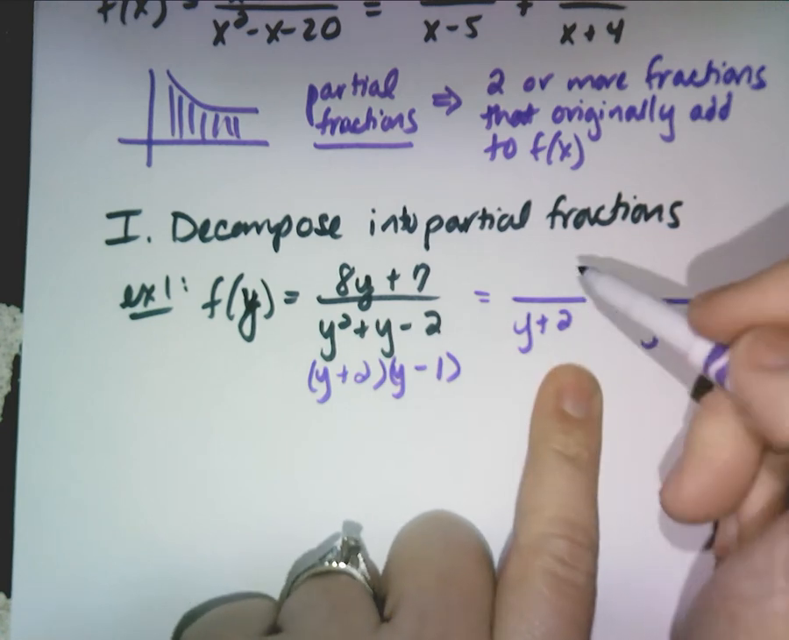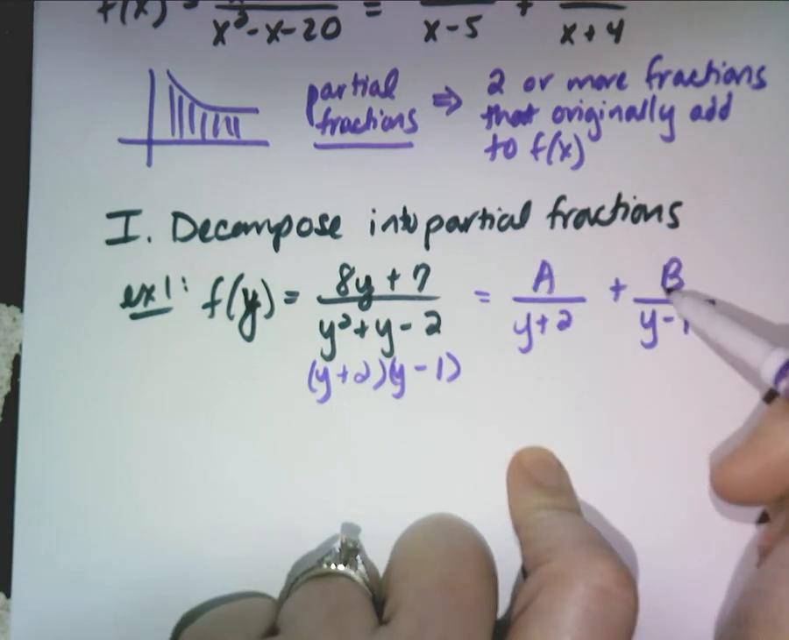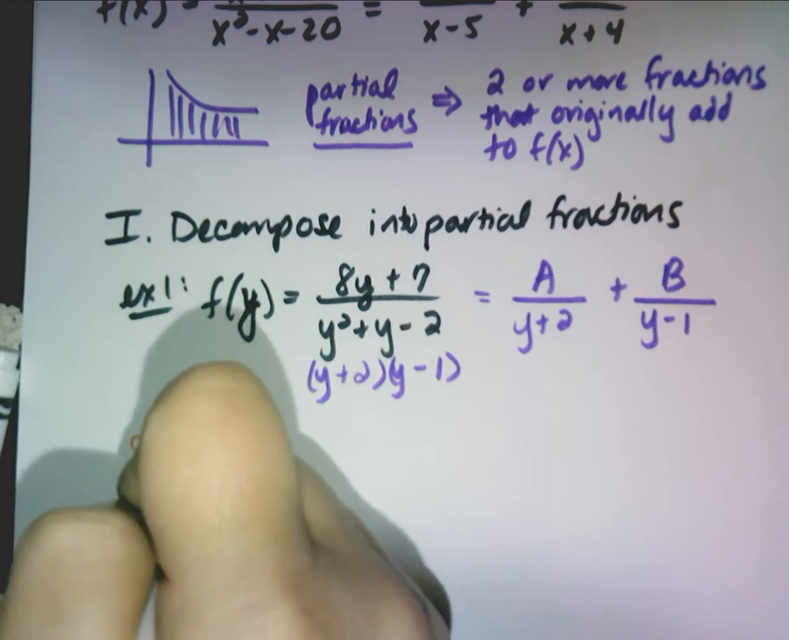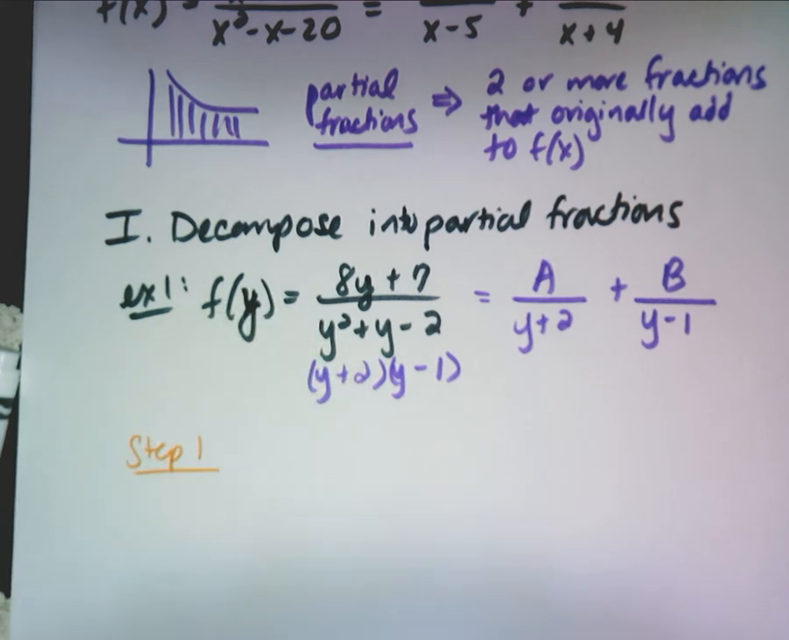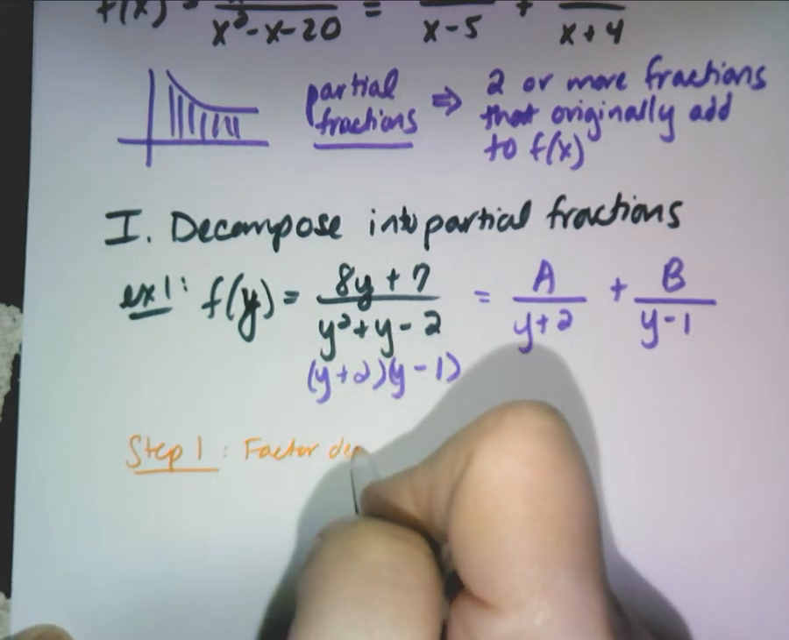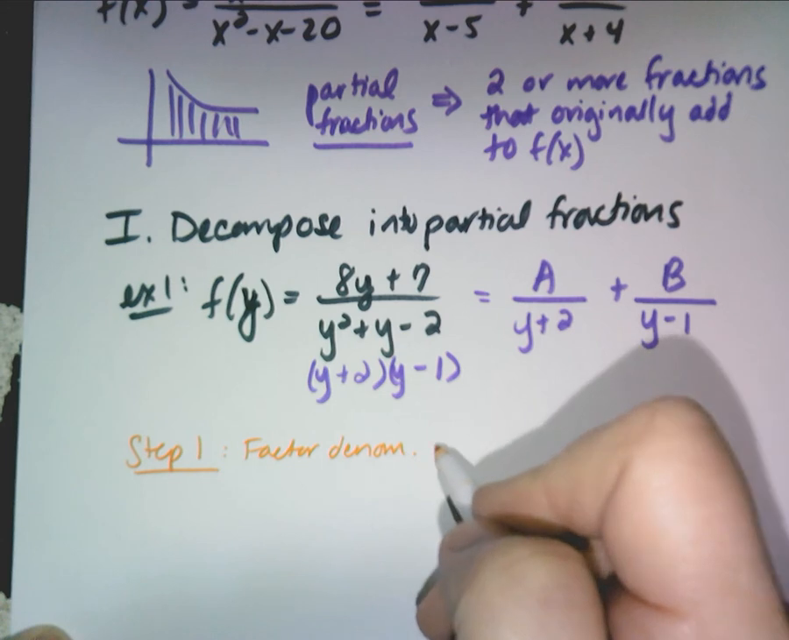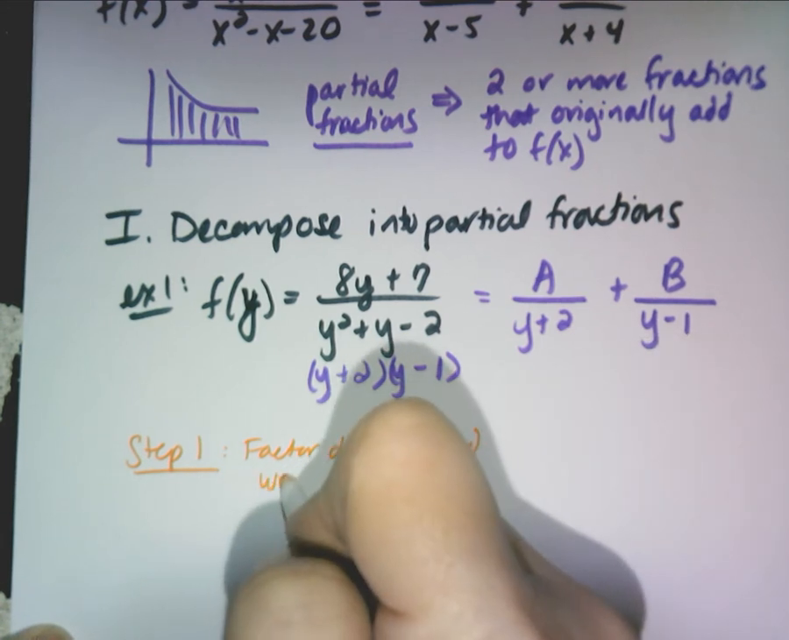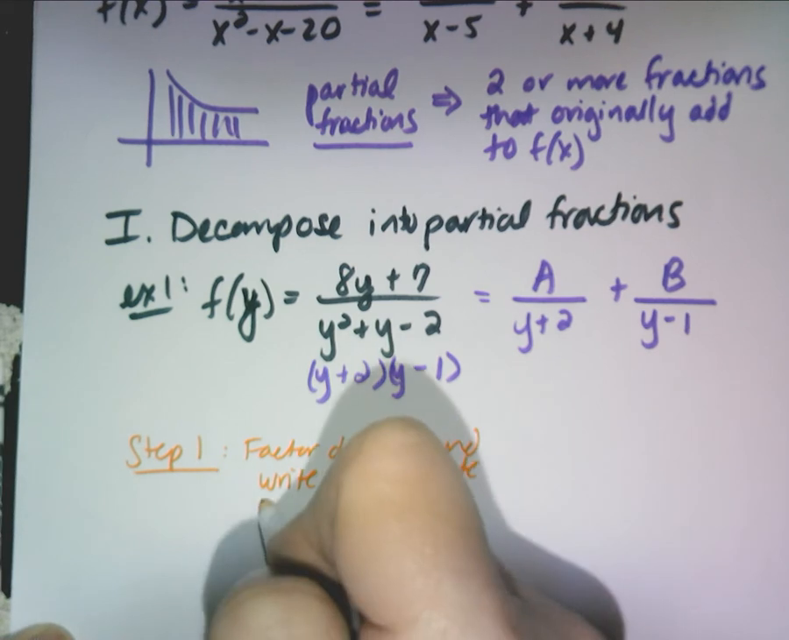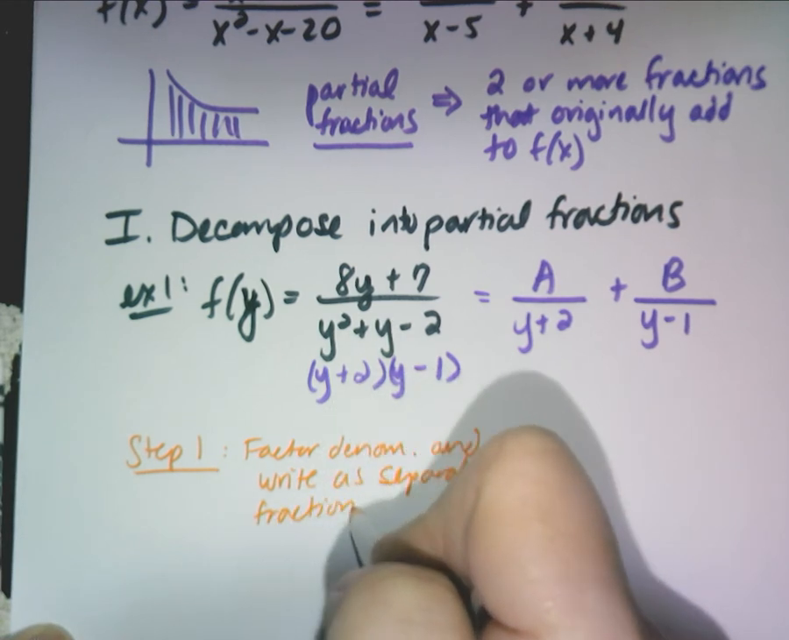Above those, you will put the letters A and B, and it doesn't matter which goes where. You could use C and D, whatever. A and B is what I have. Let me write this in steps so that if we ever have to go back to your notes, you can see what we're doing. Step number 1: factor the denominator and write as separate fractions.